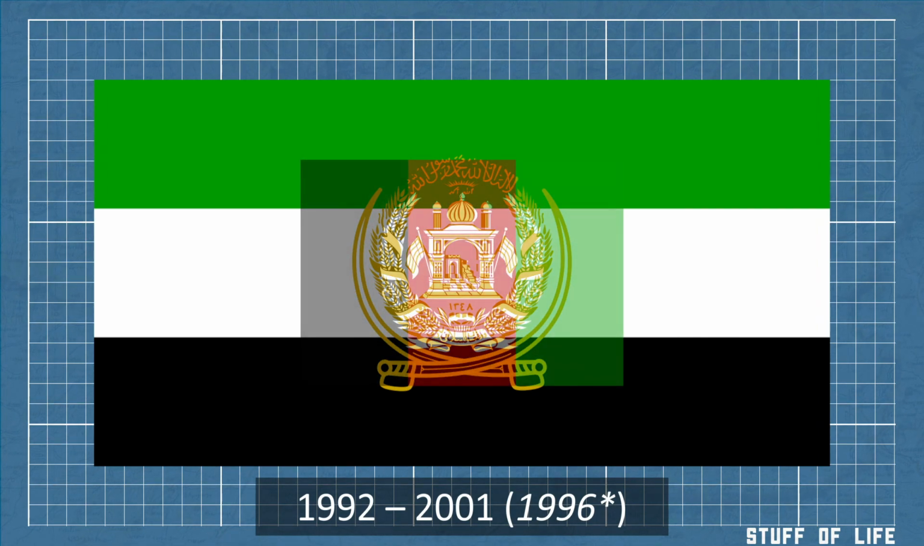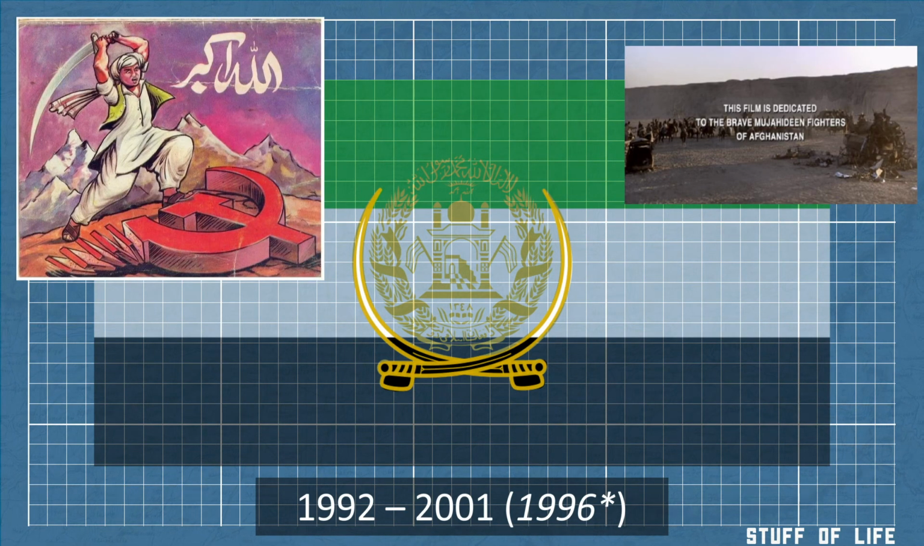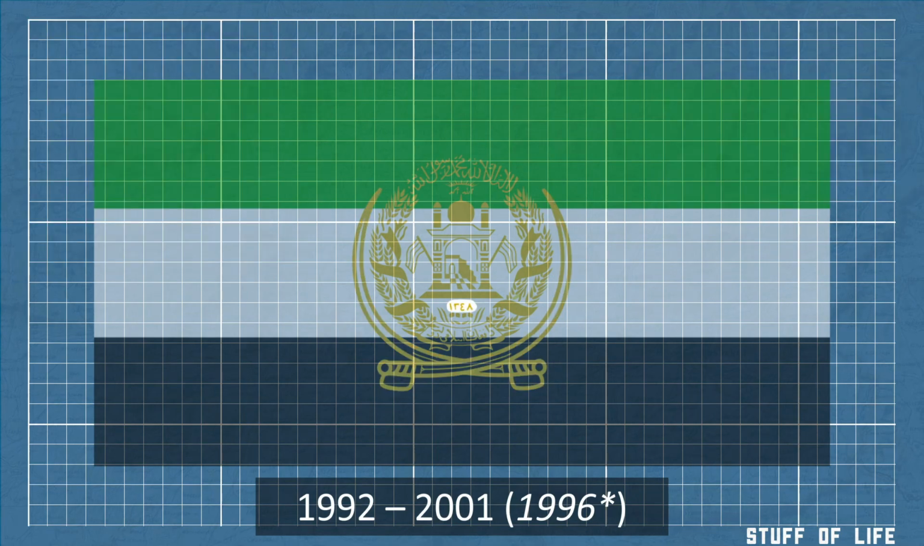This new ensign also contains the same emblem from the monarchy and adds 2 swords representing the Mujahideen's victory, the year of independence 1298 of the Islamic calendar, and the full name of the country, the Islamic State of Afghanistan.